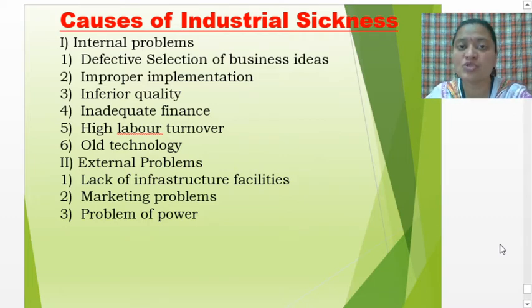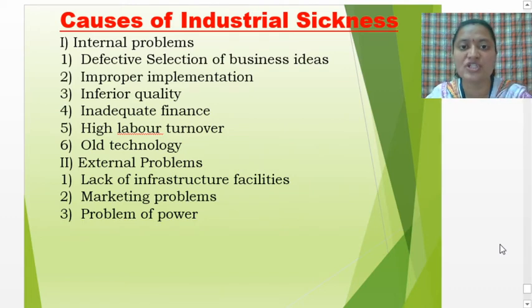Many a time industries will not only be profitable; at times they will incur some kind of loss, or become a sick unit. This is called sickness or a sick unit. Now let us understand the causes or reasons of industrial sickness. First there are internal problems, and then external problems.